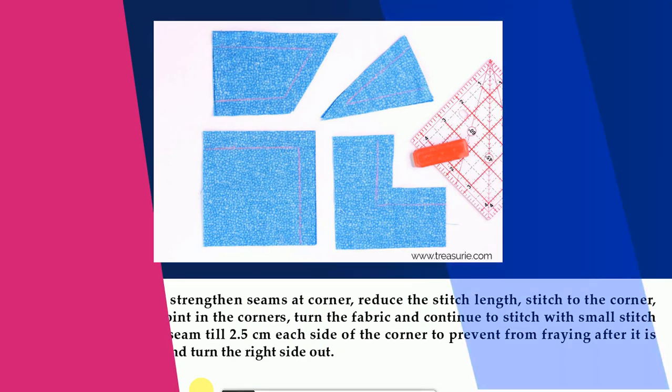1.4 Cornered seam. To strengthen seams at corners, reduce the stitch length. Stitch to the corner, pivoting on the needle point in the corner. Turn the fabric and continue to stitch with small stitch length. Reinforce the seam till 2.5 cm each side of the corner to prevent fraying after it is trimmed at the corner, and turn the right side out.